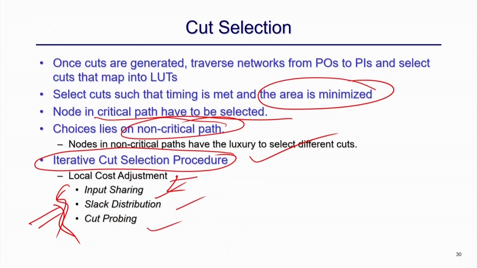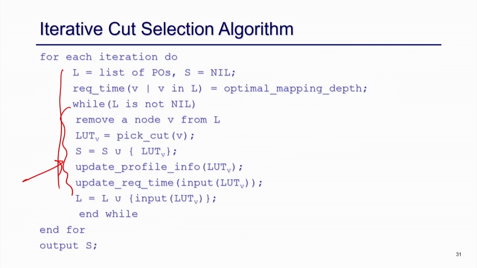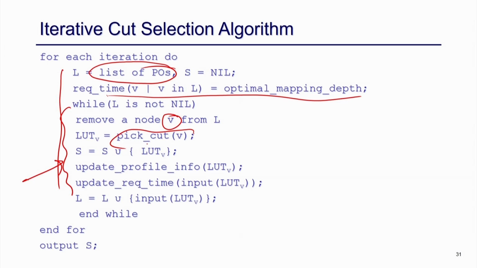As I mentioned, the cut selection starts from the POs, the primary outputs. So my L is the list of POs, the primary outputs of your circuit, and then I find the required time using some analysis, that is, the optimal timing, depth and all those things. Then I take one output and pick a cut. Suppose this is my circuit, I took an output node, right. So, this is my output.